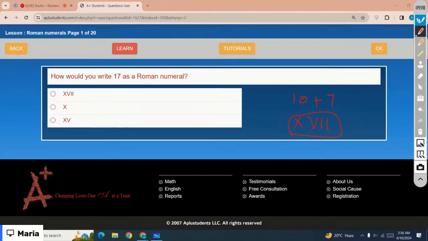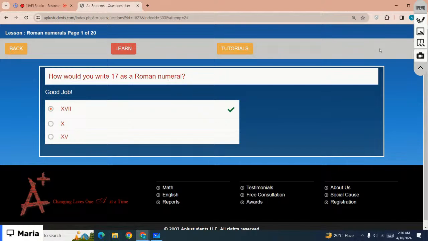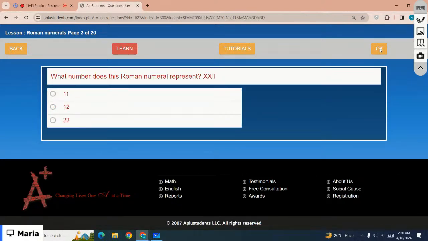The correct option is option number 1. Option number 1 is the correct option, right? X and V makes 15. X makes 10 and V makes 5. 10 plus 5 makes 15.